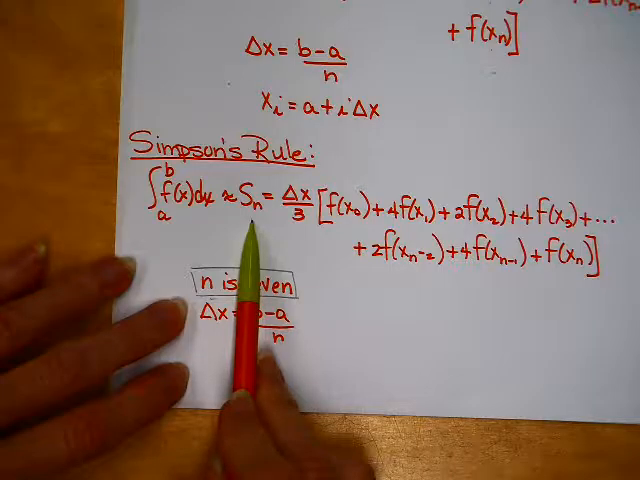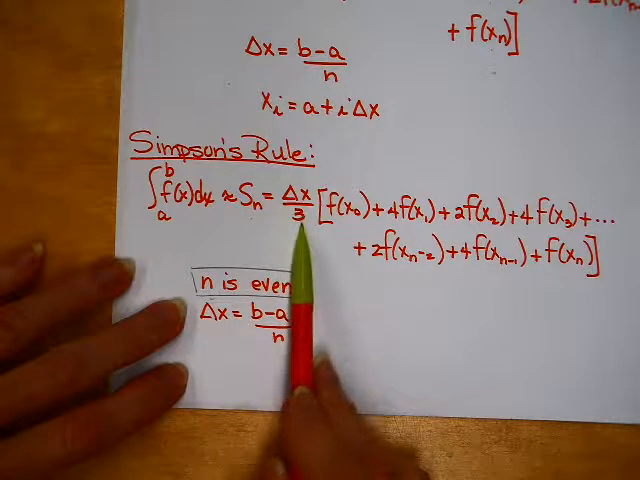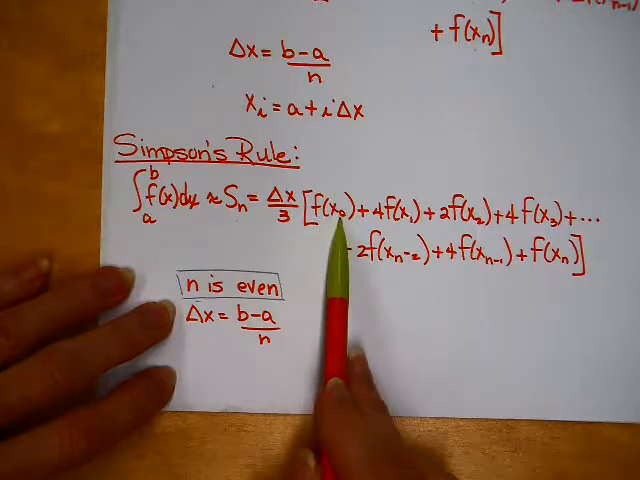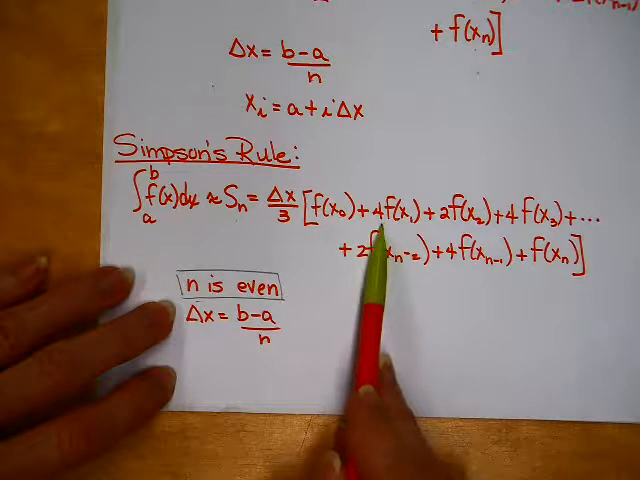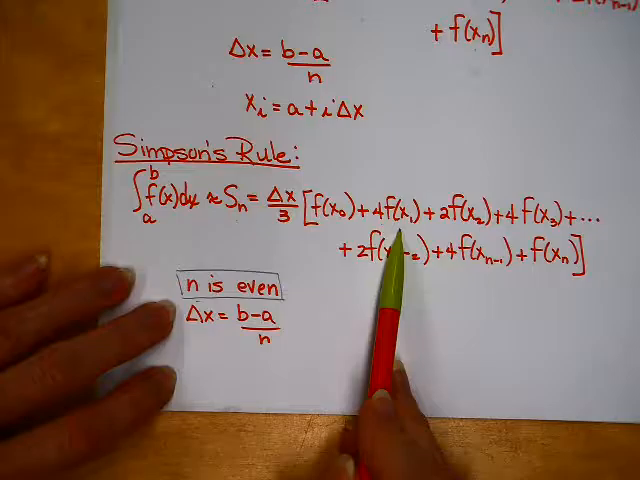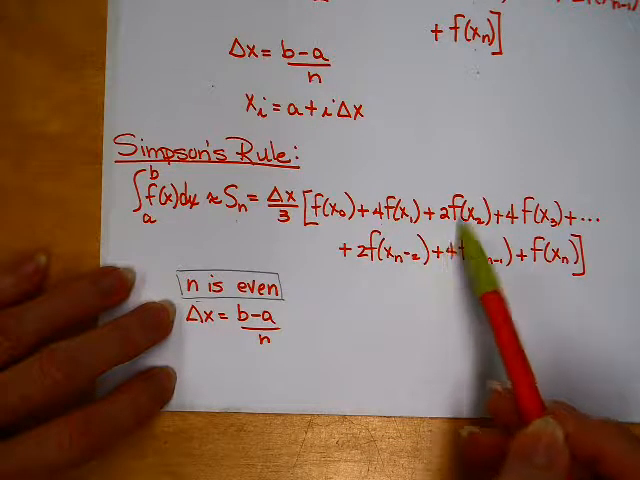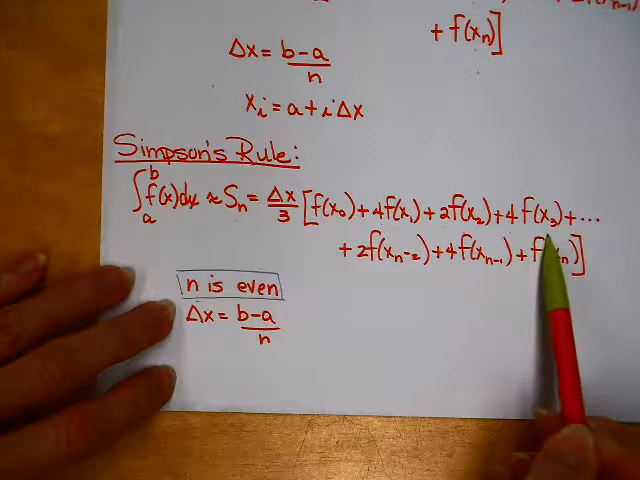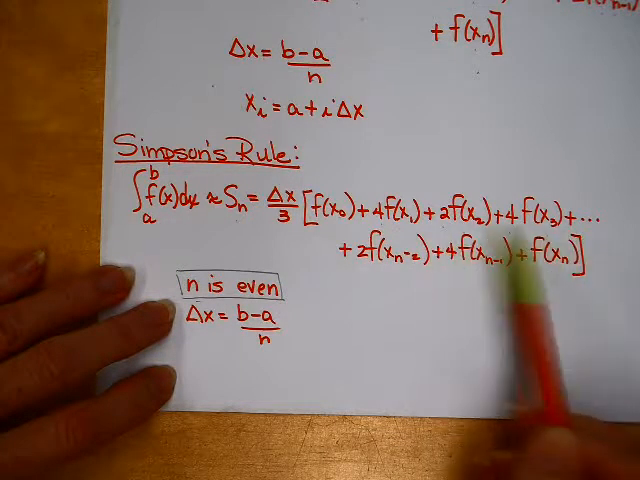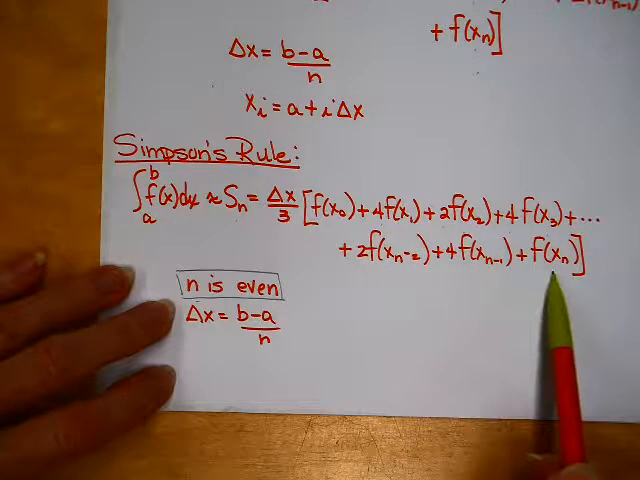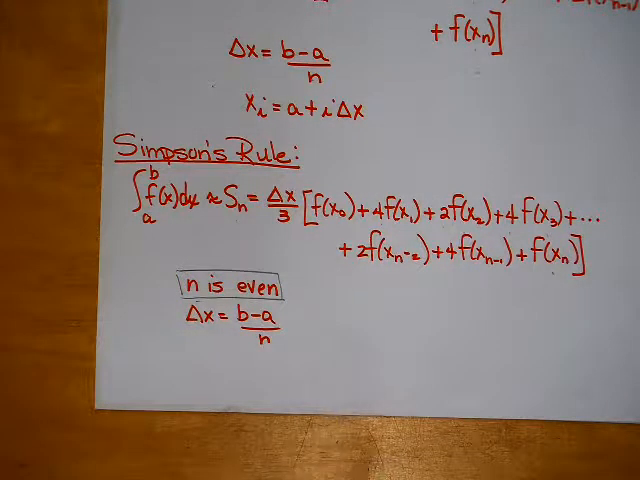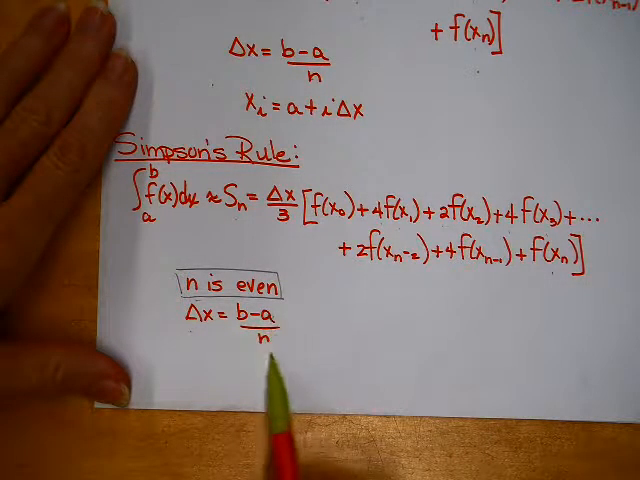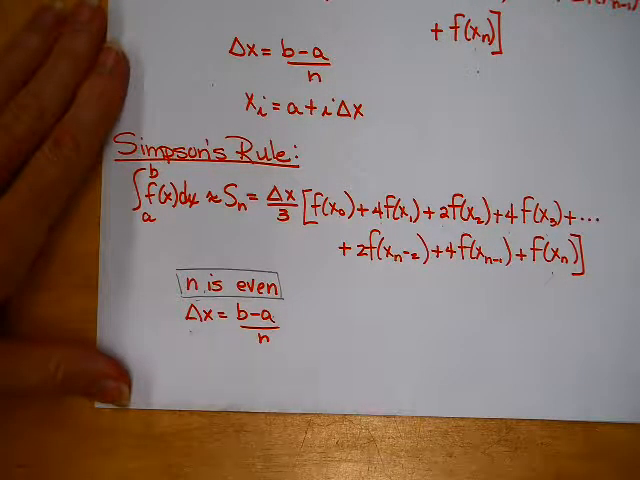And the formula for Simpson's rule, it involves parabolas, is delta x over 3, f of x sub 0 plus 4 times f of x sub 1 plus 2 times f of x sub 2 plus 4 times f of x sub 3. It alternates 2 and 4 until you get all the way to the end where there's nothing. The coefficient is just a 1. Again, delta x is b minus a over n. N is an even number of regions.